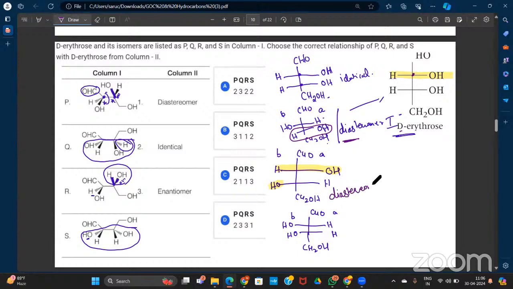Now in the same way, compare option A. Here you have OH and hydrogen, which is different from D-erythrose. And here too you have OH and hydrogen, which is different from D-erythrose. So both are different, and you can see that they are just mirror images of each other. So are they enantiomers or diastereomers? Yes, they are enantiomers.